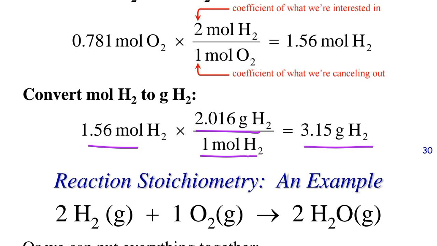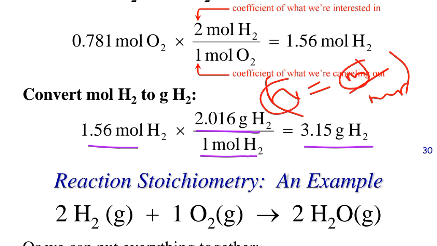Alternatively, you can use the number of moles equal to mass over molar mass, and you obtain the mass, since you have the number of moles and the molar mass of hydrogen gas. So at the end you get the answer.